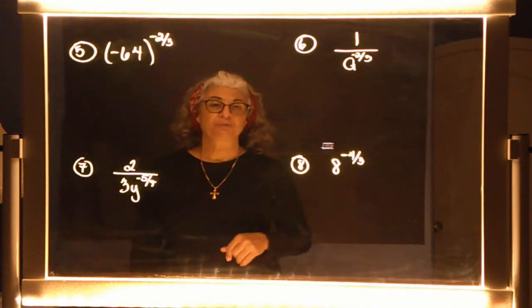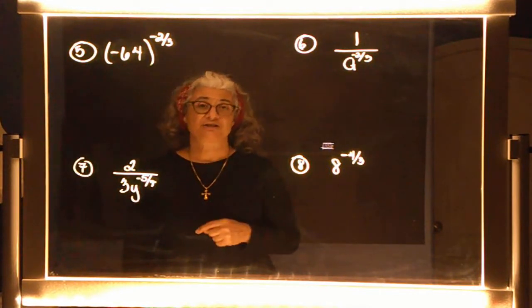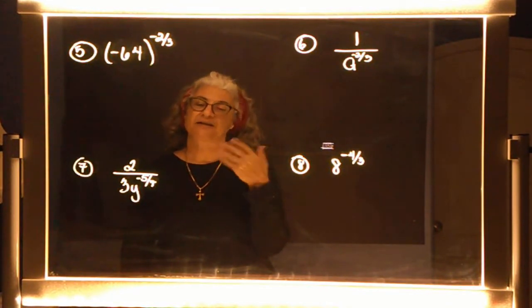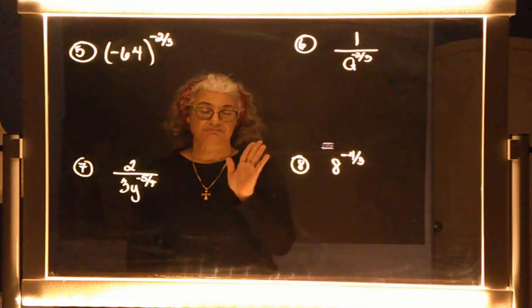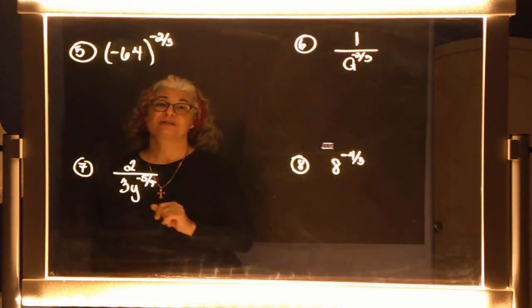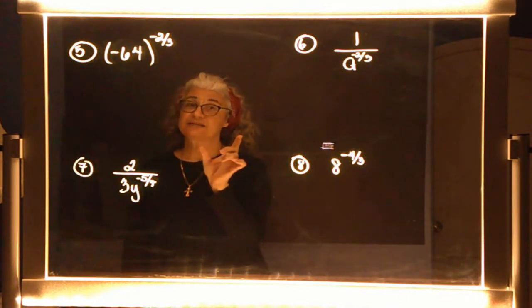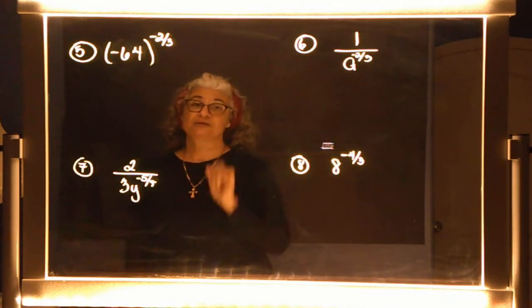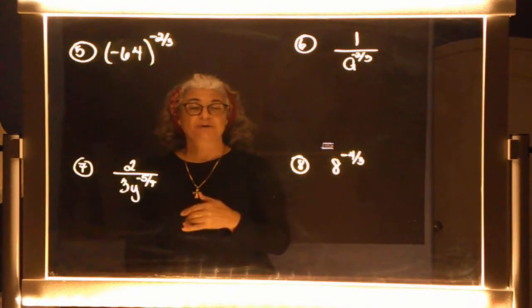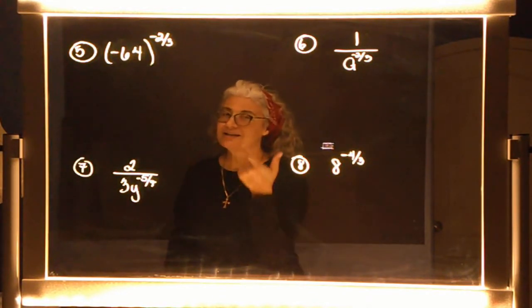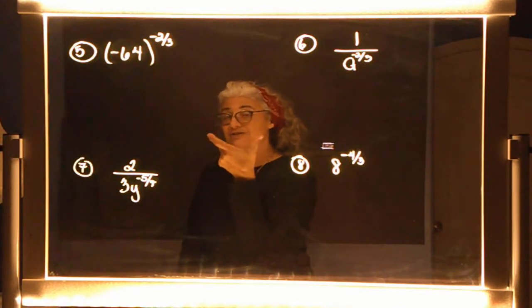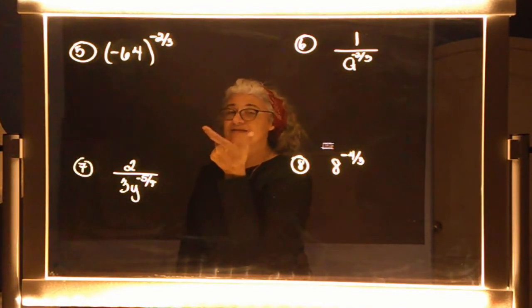Okay, back with some more problems. Now, mind you, the directions haven't changed. They still say simplify, if possible, and write with positive exponents. Got it? Okay, so let's look at number 5. In parentheses, I have -64 to the -2/3 power. So what's my base? Good, negative 64. Why? Because it's in parentheses. The entire thing is in parentheses, the negative and the 64.